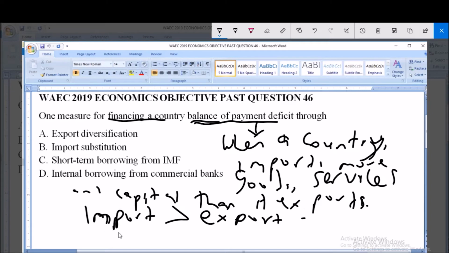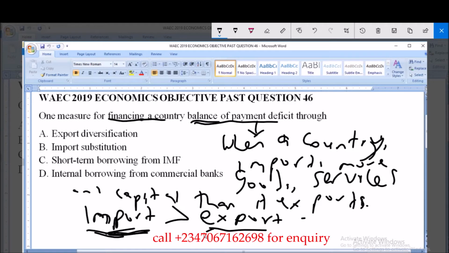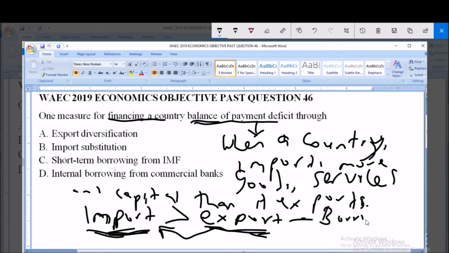Now, as you would guess, because they import more, they will spend more money on import and they won't be able to generate enough revenue to cover up for the deficit via exports. So the economy, of course, will be affected. Now, there are ways to finance this type of country. One of those ways is to borrow from other countries.